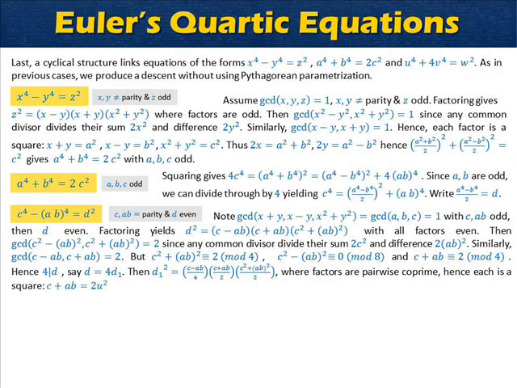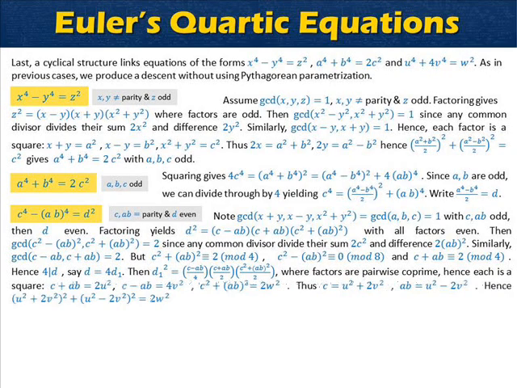We write c plus a times b as 2 times u squared, c minus a times b as 4 times v squared, and c squared plus the square of a times b as 2 times w squared. Thus, c equals u squared plus 2 times v squared, and a times b equals u squared minus 2 times v squared. Hence, we substitute in the third equation, giving u raised to the fourth plus 4 times v raised to the fourth equals w squared, with u, v, and w odd and coprime.